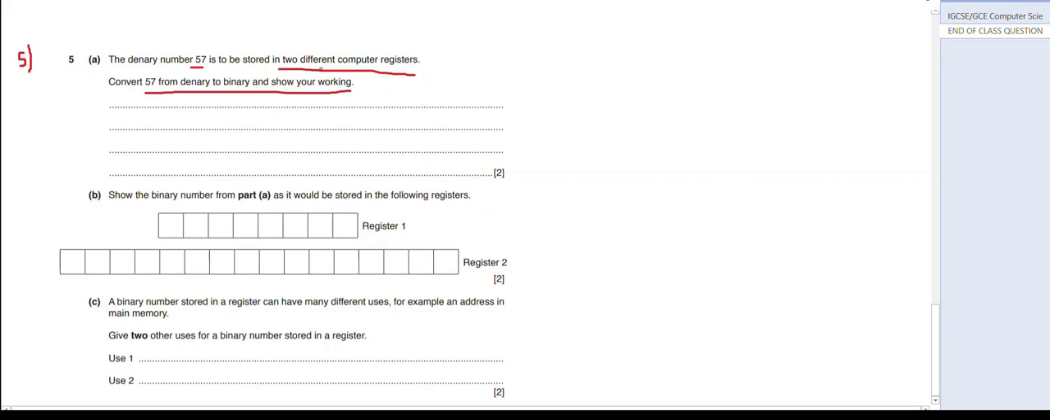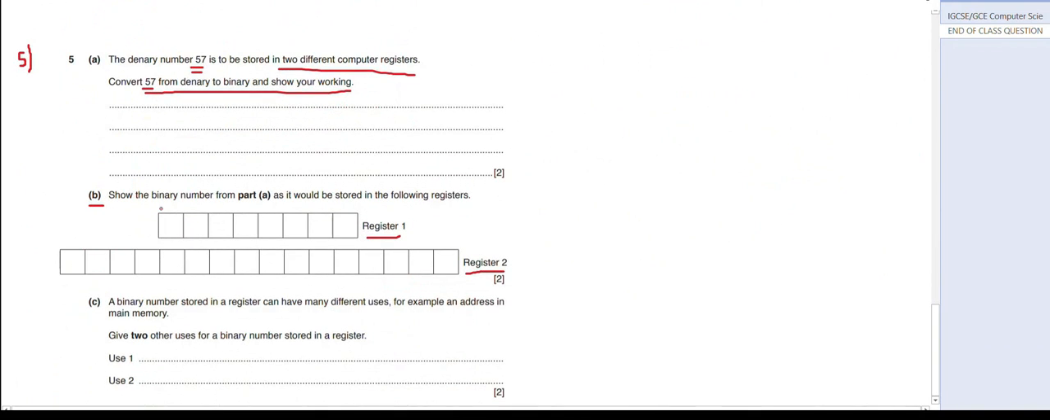Now what do these two different computer registers mean? This register and this register, which are given in part B. But first we have to convert the number 57 from denary to binary as we did here, right? Now the B part is: show the binary number from part A as it would be stored in the following registers. Remember, this is an 8-bit register and this is a 16-bit register. Both of them are included in your syllabus.